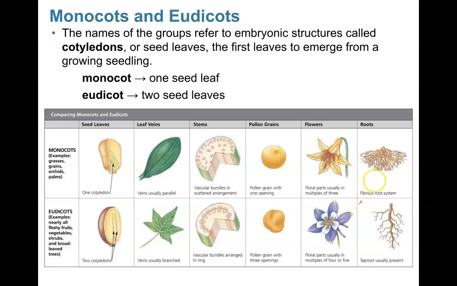The monocots have a fibrous root system, so I can actually see large branching, very similar to the mycelial network for the fungus that we just discussed. And the roots for the eudicots are actually going to be a large central area known as a taproot that goes down, and off the taproot we see this branching occurring for the eudicots. So there's differences other than how many cotyledons are present.